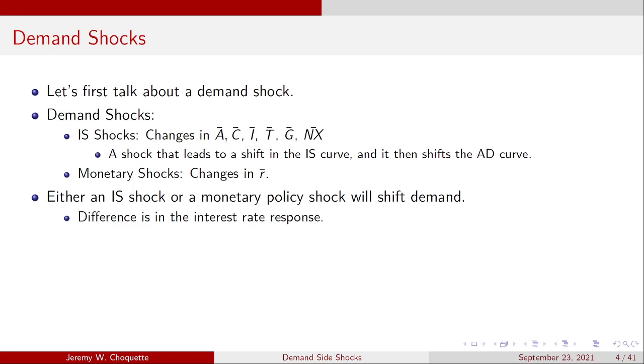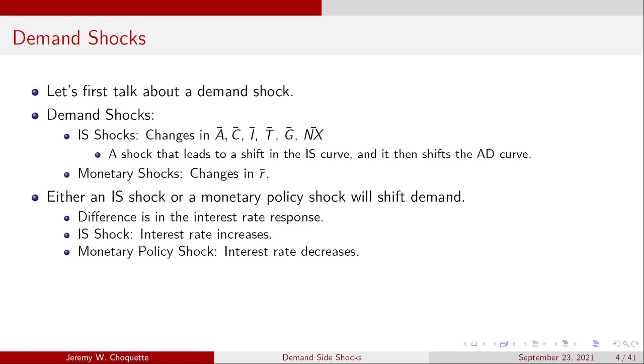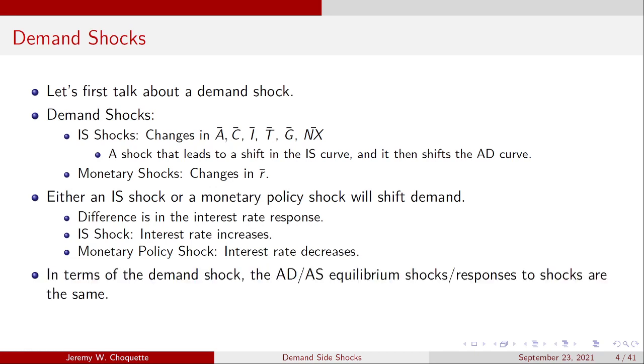The difference, though, is in the interest rate response and also the movement of the IS curve, because the IS curve moves in one of these shocks but does not move in the other. And the interest rates move in opposite directions depending on what the source of the demand shock is. It will increase when there's an IS shock and decrease when there's a monetary policy shock. So in the IS shock, interest rate goes up. Monetary policy shock, interest rate goes down. In terms of the demand shock, the AD-AS equilibrium responses are going to be the same.